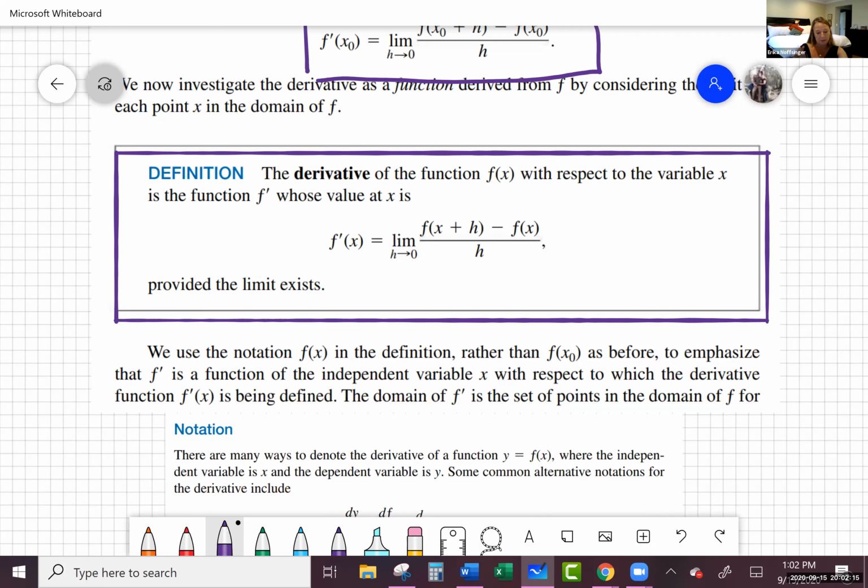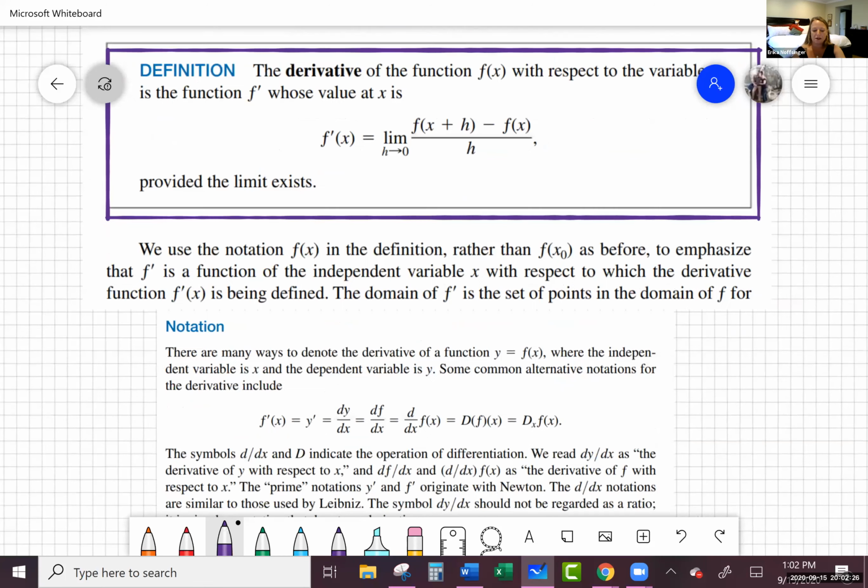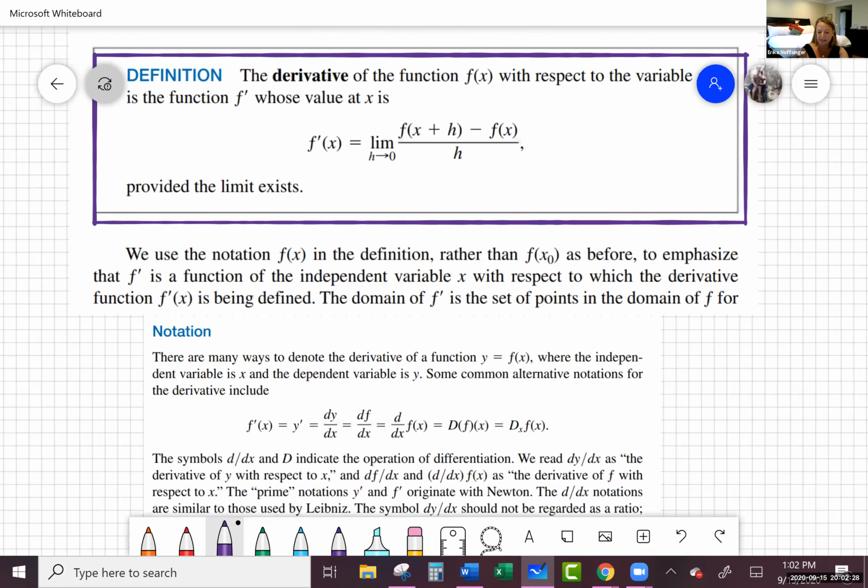Sometimes it's nice to be able to find the derivative of the whole function and then find particular values of the derivative. So we use the notation f of x in the definition rather than f of x sub naught as before, to emphasize that f prime is a function of an independent variable x with respect to which the derivative of the function is being defined.